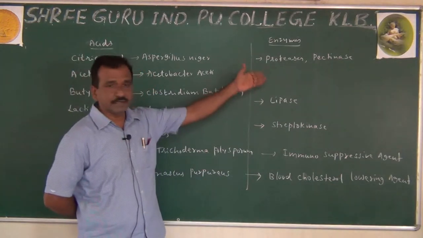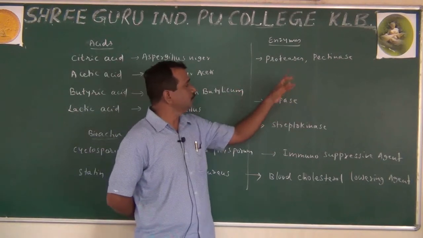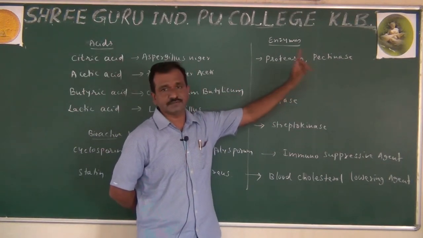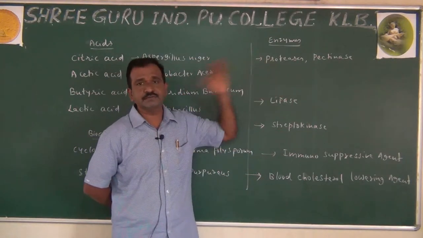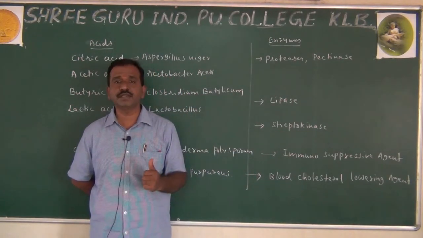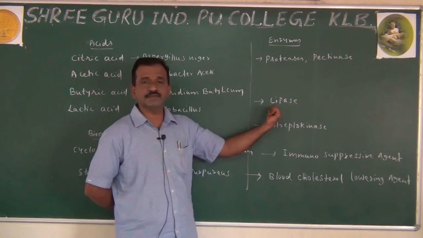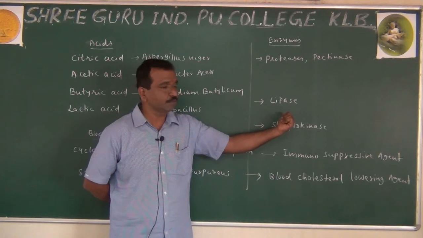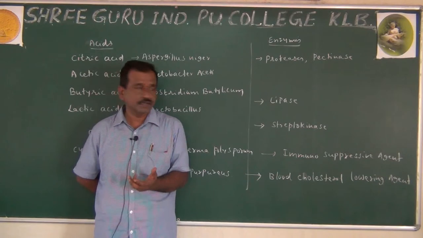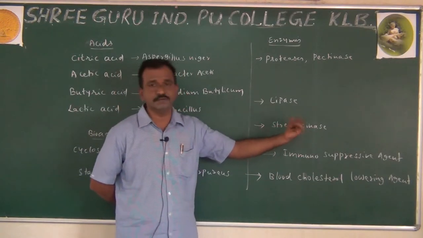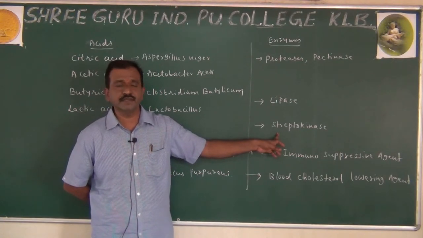Apart from that, certain enzymes are also prepared from microorganisms. They are the proteases and pectinases. Proteases and pectinases are the enzymes responsible for clearing bottled fruit juices, as we studied earlier. Lipase is an enzyme responsible for removing oily stains, and it is specifically used in detergents.